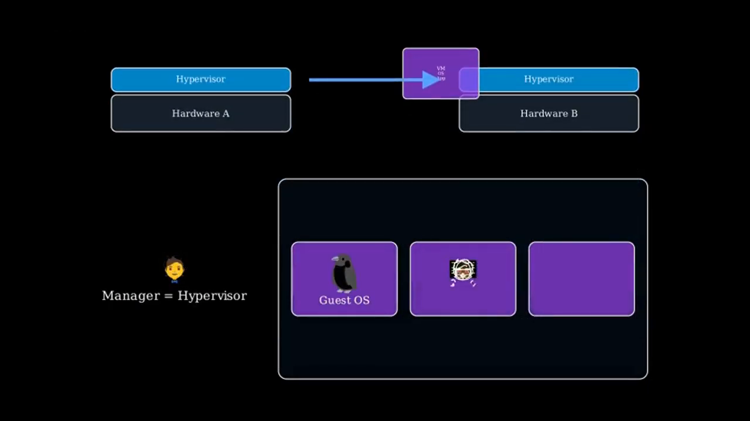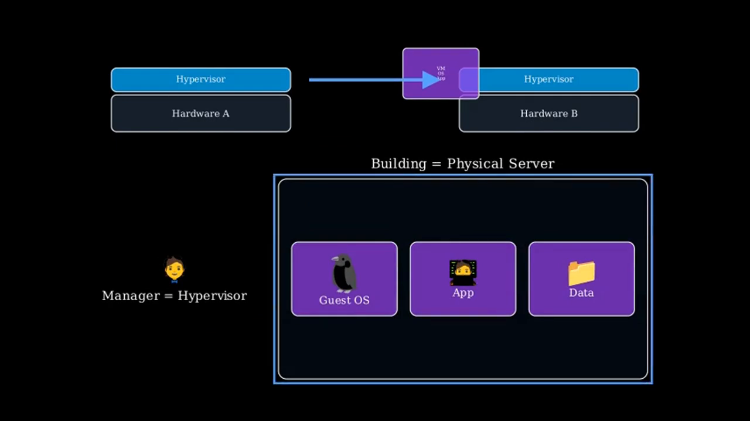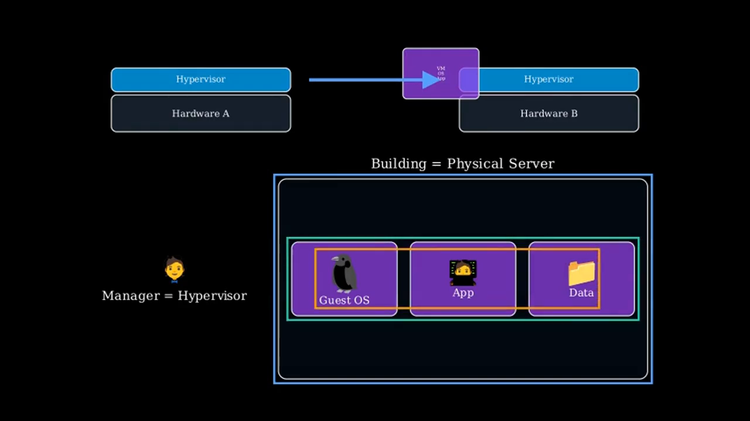Think of the hypervisor as an apartment building manager. The building is the physical server. Each apartment is a virtual machine. Each tenant, the guest operating system and its apps, thinks they have the whole place to themselves, while sharing the same real utilities and structure.